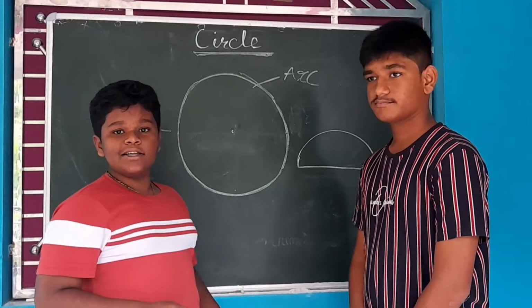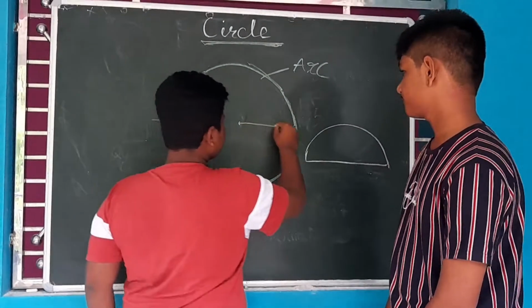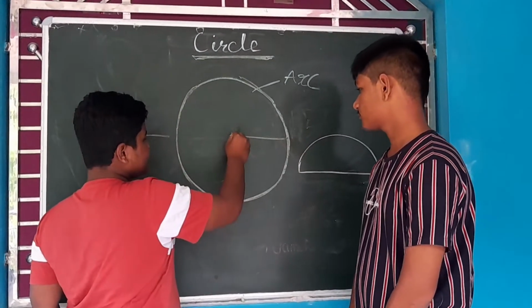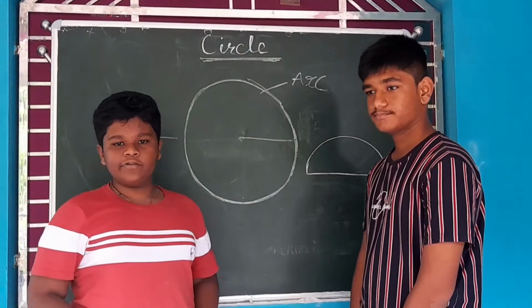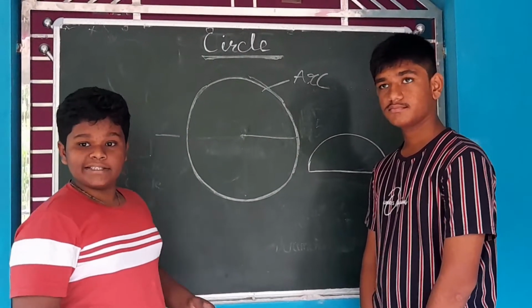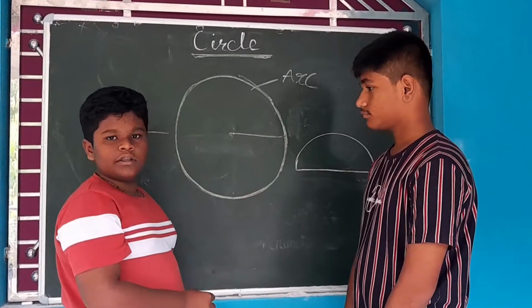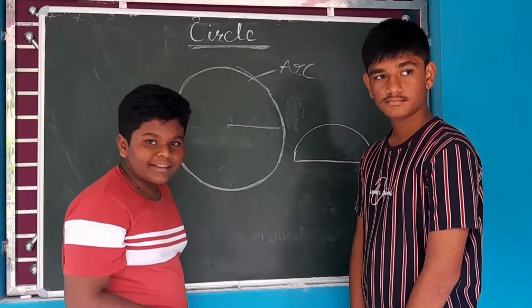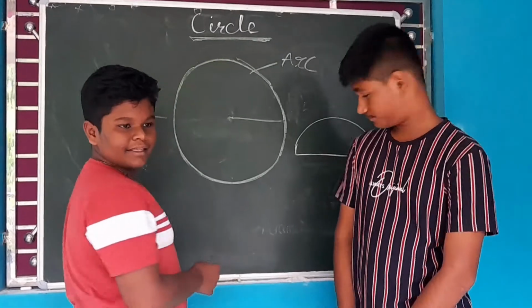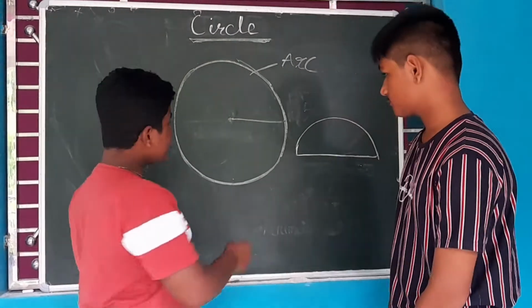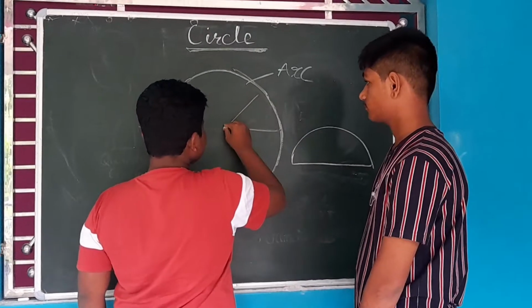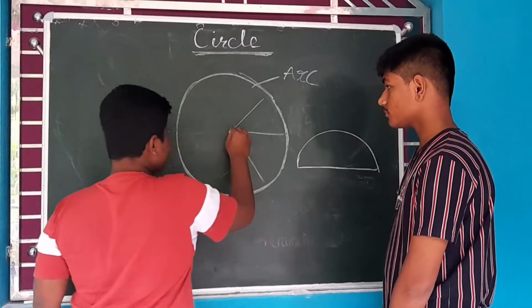Now let's discuss the radius. From a center, all radii are equal, and because the radii are equal from the center, it forms a circle. The plural is radii, not radiuses. R-A-D-I-I. There are infinite radii in a circle.